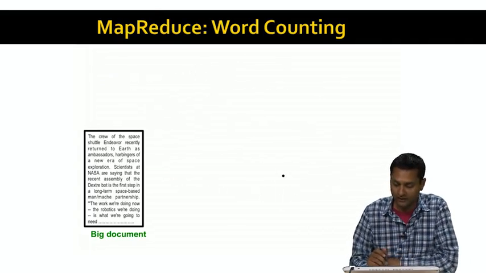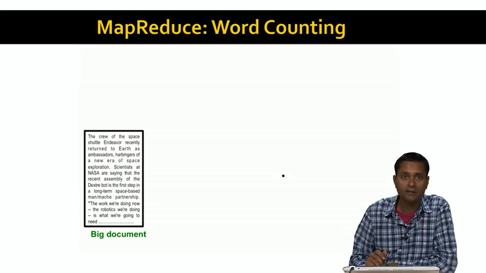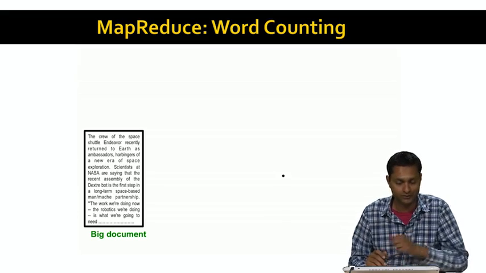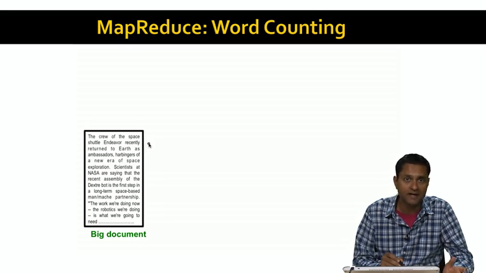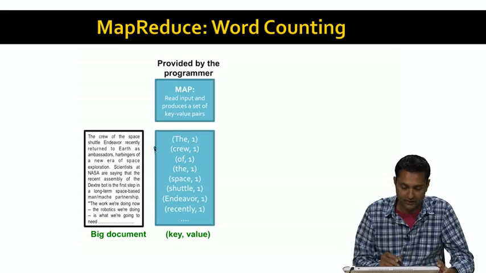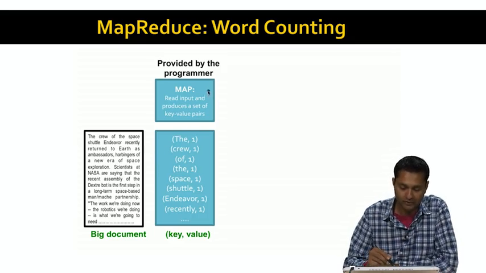So let's look at the word count example and run that through the MapReduce process again. Here's our big document, and I hope you can see the text of this document, but it doesn't matter. You can see that there are words in there, so we're going to take this big document and we're going to take the map function that's provided by the programmer. The map function reads the input and produces a set of key value pairs.